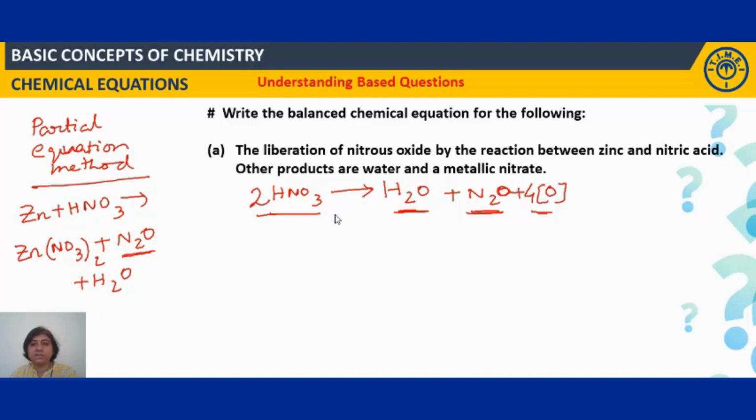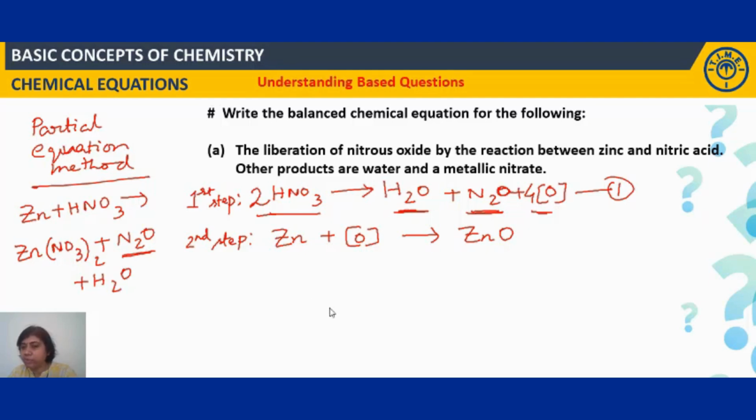Next step, what will happen? So this is the first step. So write here first step. Now we will write the second step. Now we will number the equations also. This is equation number 1. In the second step, what will happen? Zinc will react with nascent oxygen to form zinc oxide. It is assumed to take place in steps, I told you. So here it is already balanced.